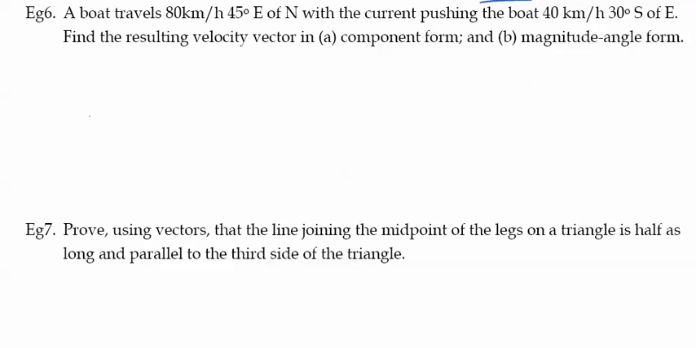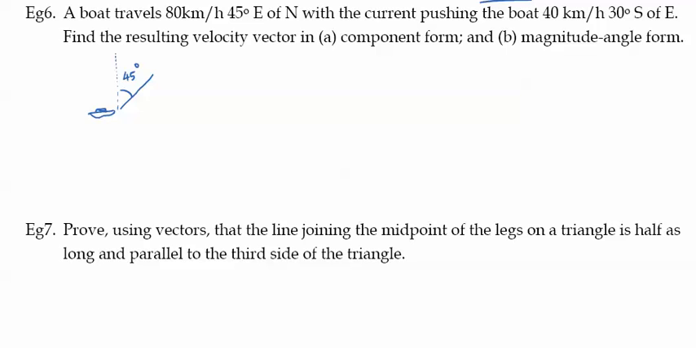So here is my boat. This boat is moving 45 degrees east of north. So technically, starting from the north, you are moving to the east by 45 degrees. This is what it means by east of north. This boat is going 80 km per hour.